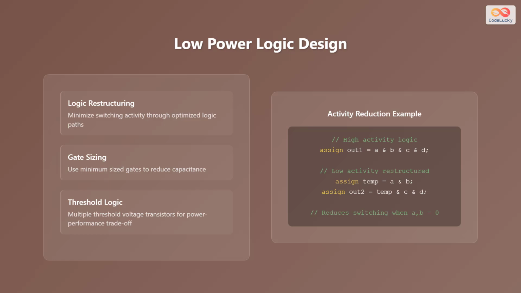For example, this is a high-activity logic statement. Assign out 1 equals A and B and C and D. Here, it is restructured to low-activity form as shown here. Assign temp equals A and B, and assign out 2 equals temp and C and D. This reduces switching when A and B are 0.